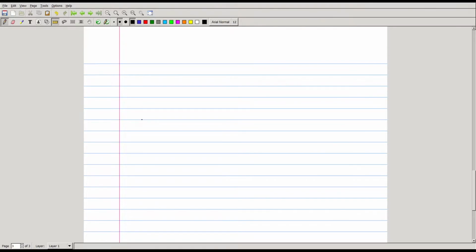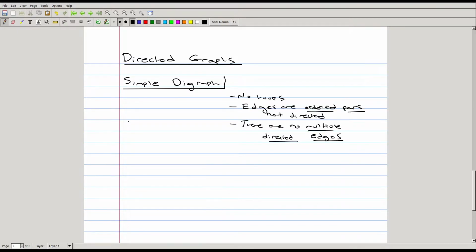So the first type of directed graph that we have is going to be called a simple diagraph. And for a simple diagraph, we take the main idea from a simple graph and just allow the edges to be directed instead of undirected. So in a simple diagraph, there are no loops allowed. Edges are ordered pairs now, because the order matters, right? Edge AB is different than edge BA. They're not directed, and there are no multiple directed edges.